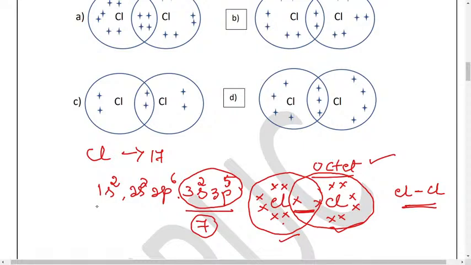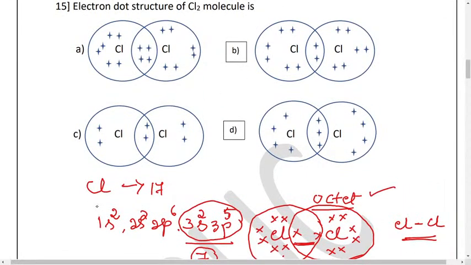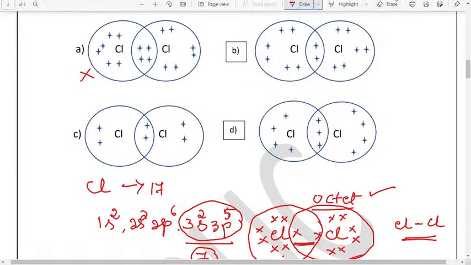Now, if you observe the structures they have given, dear students, option A, if you consider option A, totally how many electrons are there? 2, 4, 6. And sharing here, 2 electrons from this, 2 electrons from this. If I add this to the 6 electrons, totally 10 electrons are there. But an atom of an element always tries to attain which state? Octet state. Hence, this is not the correct structure.